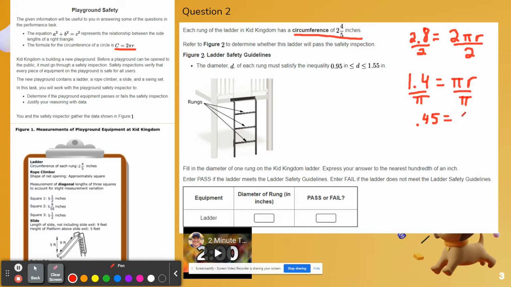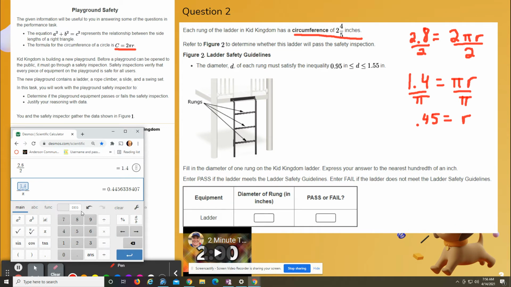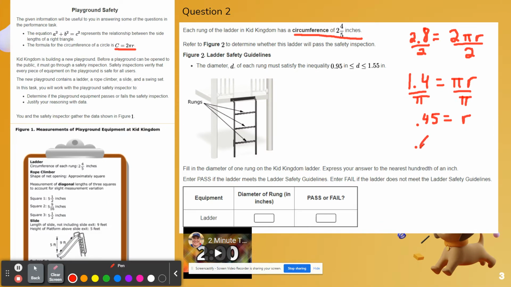That's equal to R, but it wants to know the diameter. So what is the radius compared to the diameter? The radius is only half, right? It's half of the diameter. So I'm going to take my answer and I'm going to multiply it by 2. It gives me 0.89. 0.89 is equal to the diameter.